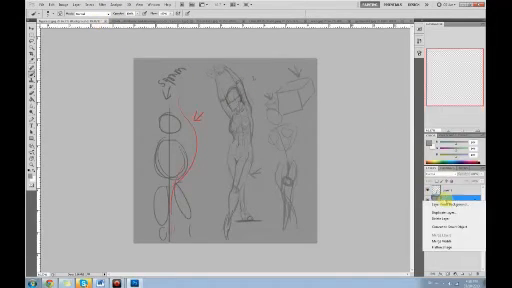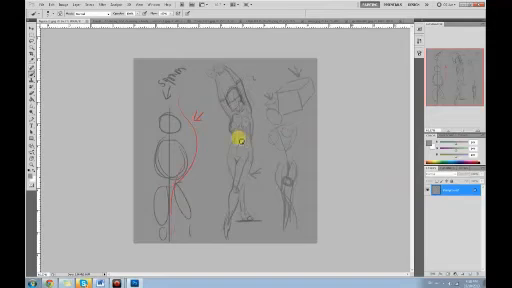Okay, so I'm going to flatten this and I'm going to send it back to you. Remember, symmetry line is important. Very, very important.